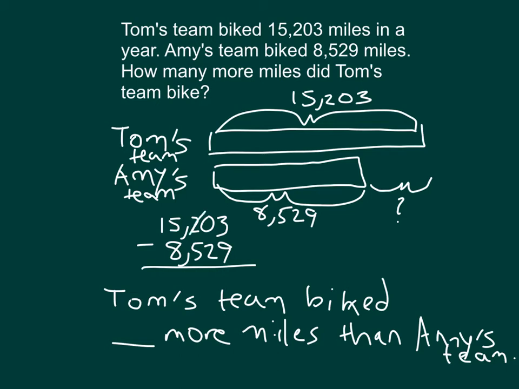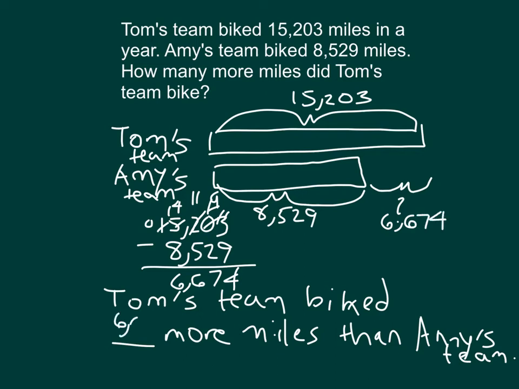3 minus 9, I can't do that, so I can regroup from the hundreds place. The 2 becomes a 1, the 0 becomes 10, the 10 can become 9, and then the 3 becomes 13. So 13 minus 9 is 4, 9 minus 2 is 7. In the hundreds place I have 1 minus 5, which I cannot do. The 5 becomes a 4, that 1 becomes 11, 11 minus 5 is 6, 4 minus 8 I cannot do. So I now have 14 thousands minus 8, which is 6. So I have 6,674 as my missing part.